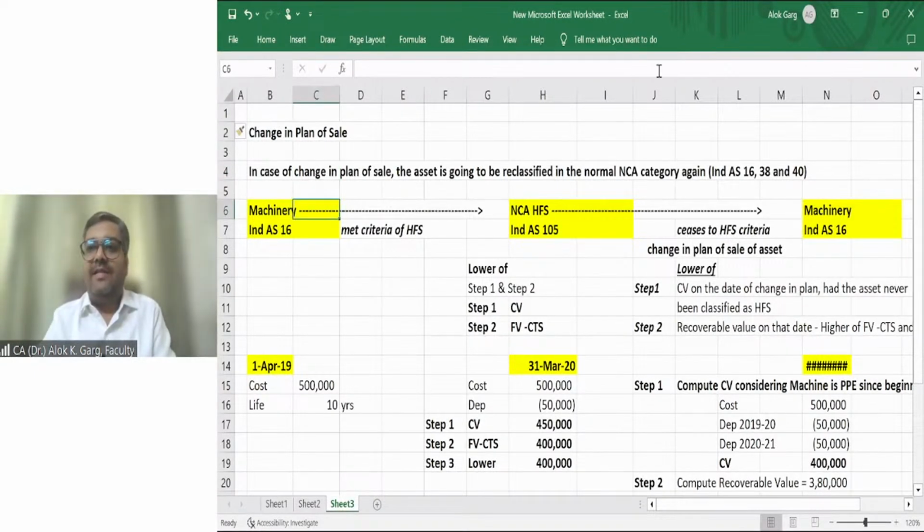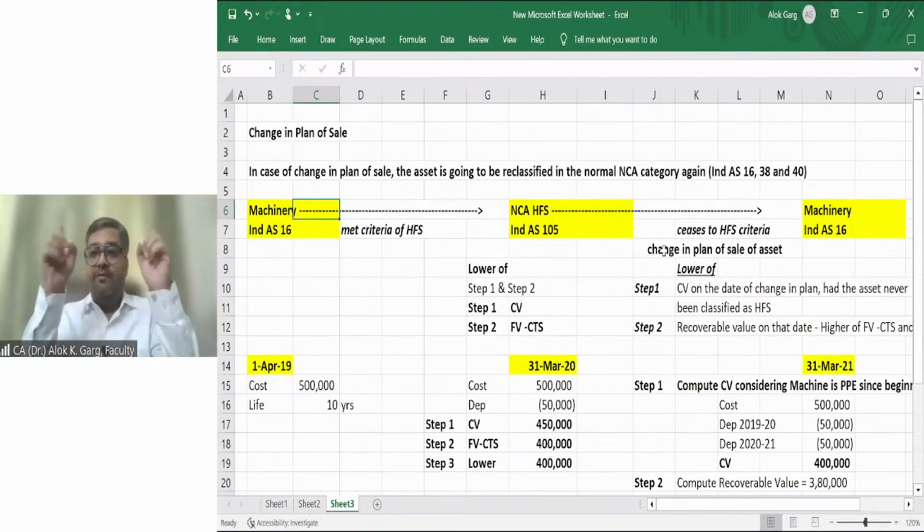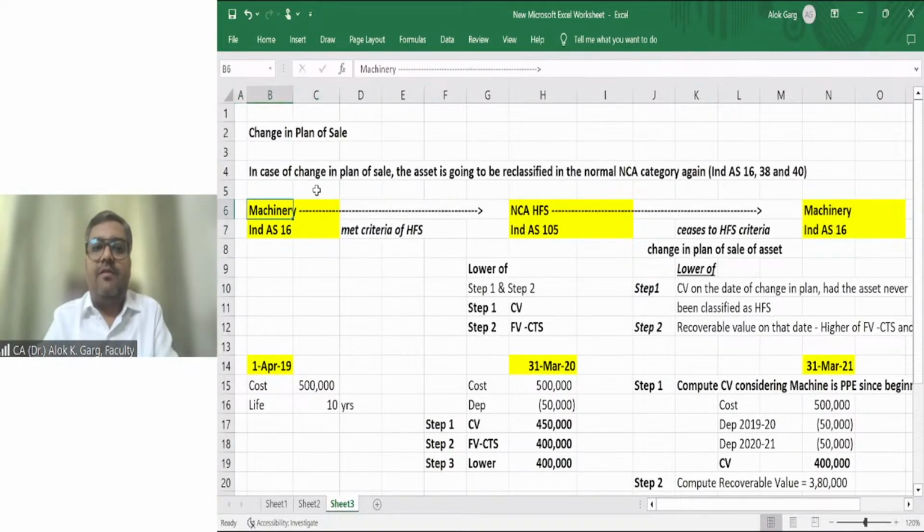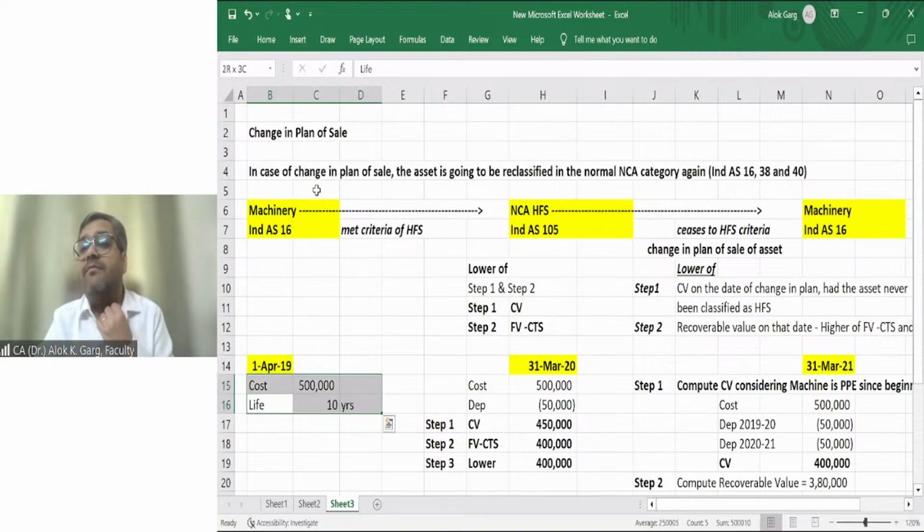Let's continue with this example and discuss this in detail. This example will clear the entire journey of a normal asset to NCHFS, NCHFS to normal asset. It will complete the entire cycle, entire circle. There was a machinery of a company which is covered under Ind AS 16, right? This machinery was purchased on 1st April 2019. Cost was 5 lakh rupees. Life was 10 years. What is the depreciation per annum? 50,000 rupees per year depreciation.